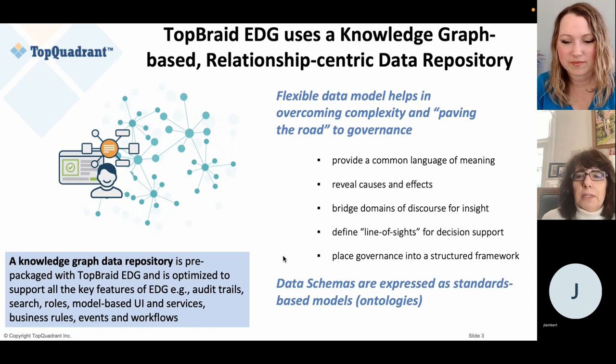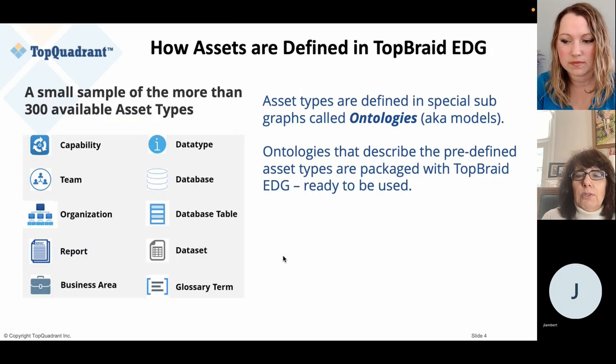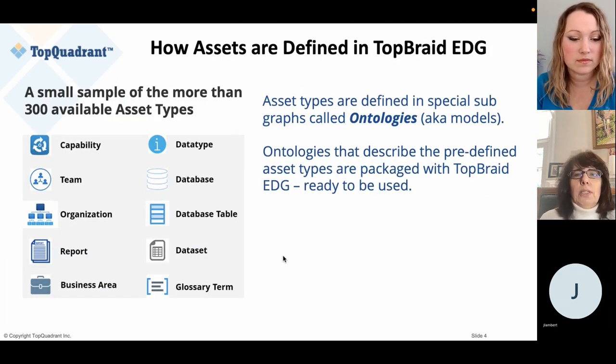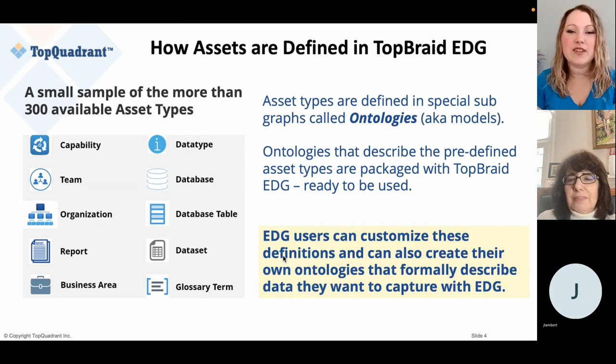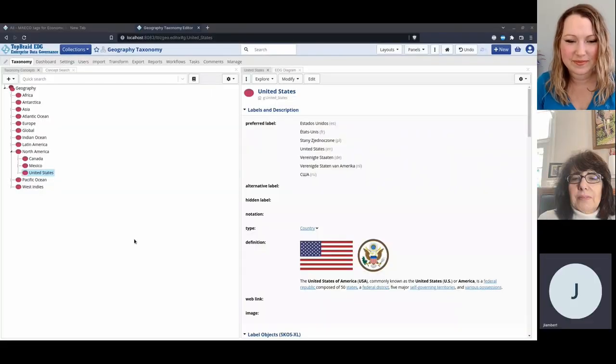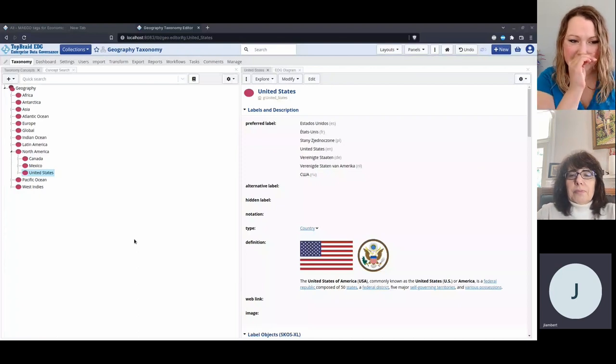TopBraid Edge comes pre-built with some ontology models that we've created in order to support data governance use cases. So it's just to make it easier for people to get started. All right, so now we're going to go over to Jesse, who is going to show us how this looks in real life. Hey, this is Jesse Lambert. I'm a semantic solutions architect with TopQuadrant.